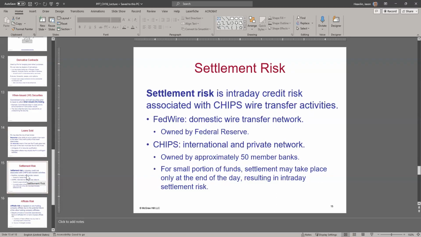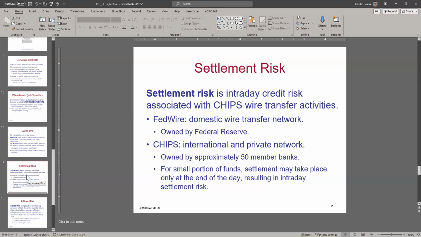Settlement risk is intraday credit risk associated with CHIPS wire transfer activities. Okay, so let's start with FedWire, a domestic wire transfer network owned by the Federal Reserve. Banks and financial institutions transfer money through here, for example. CHIPS is an international, private network owned by approximately 50 member banks. So it's an electronic system to wire money, and about 50 banks got together, and they all have a piece in it.